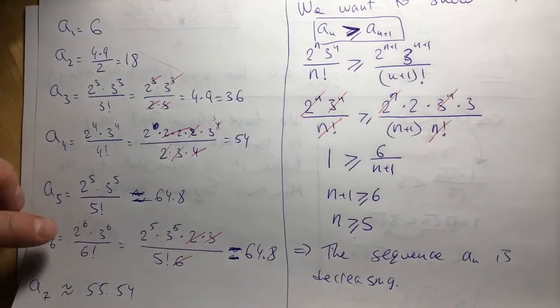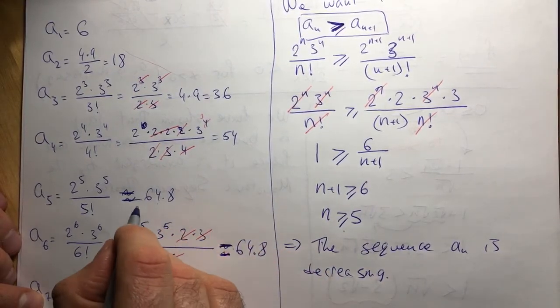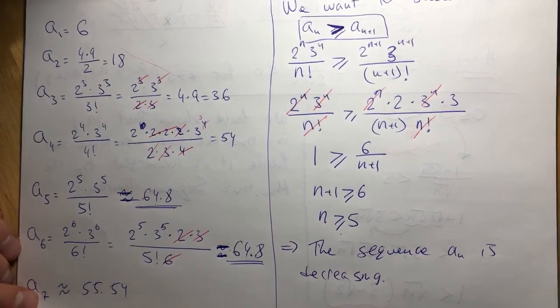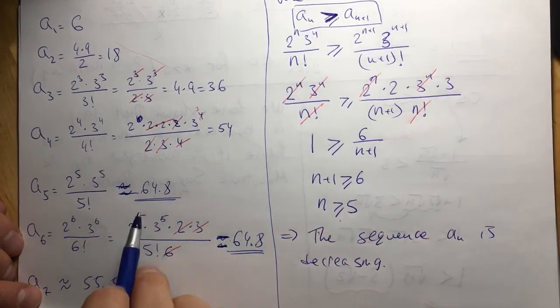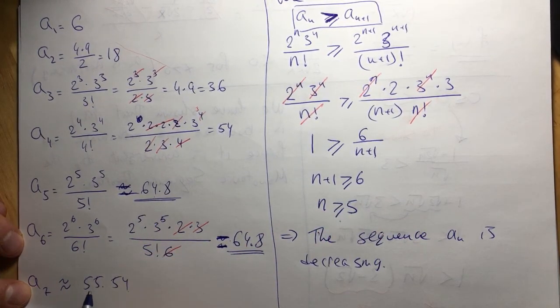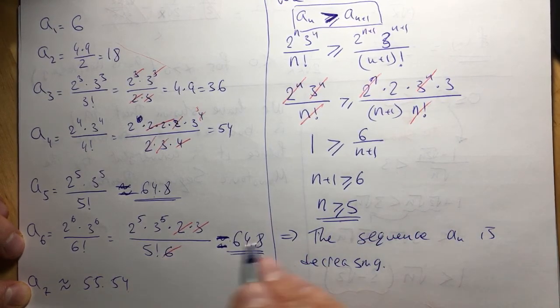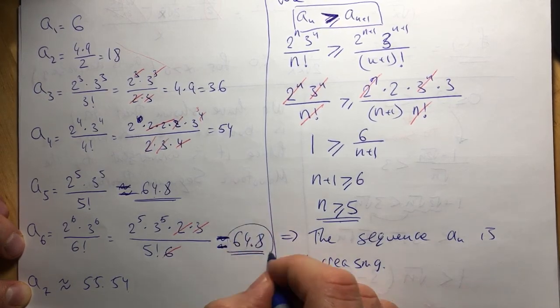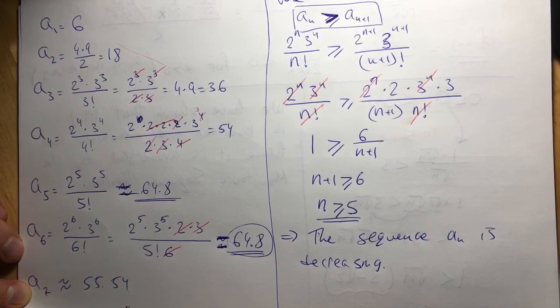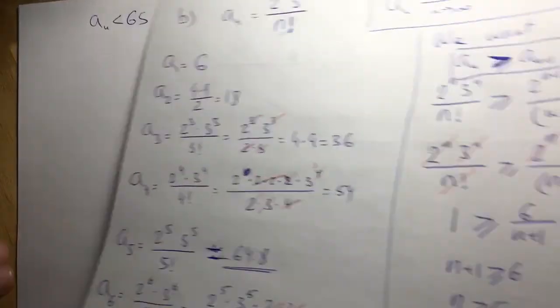So let me repeat that one more time. 64.8, right? After this value, the sequence starts decreasing, and it decreases for all the n's, all the way to infinity, right? That means that 64.8 is going to be an upper bound. Well, any number greater than 64.8 is also an upper bound, so you can write here 64.8, but I write 65. Okay, so that's the upper bound.